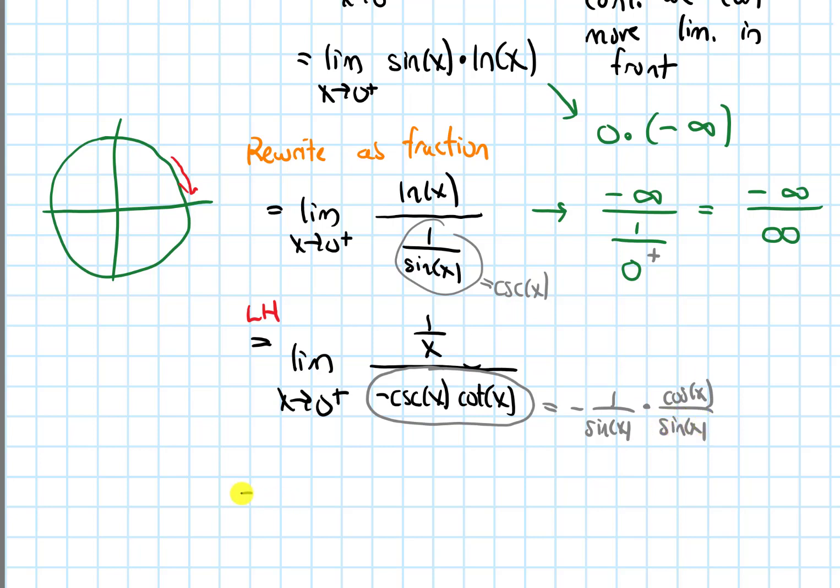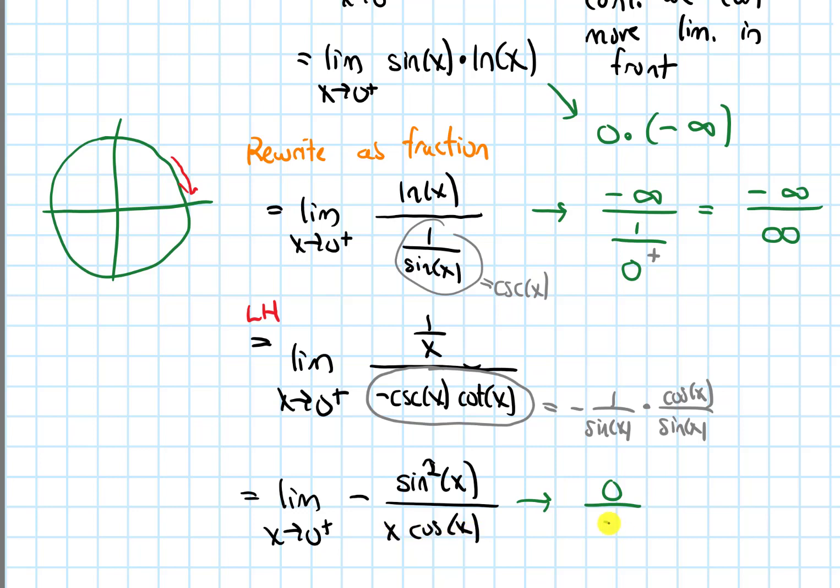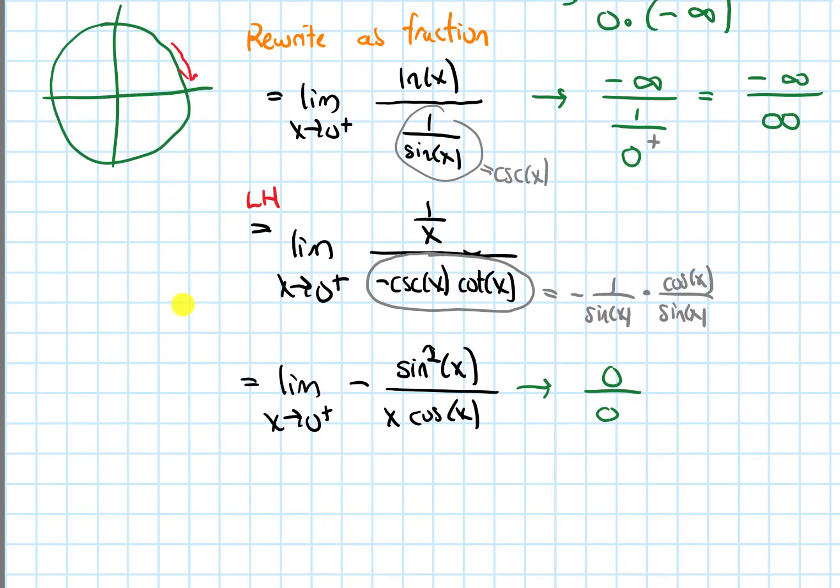Okay, so let's simplify. We get the limit as x approaches 0 from the right. When I divide by this whole fraction, let's multiply by the reciprocal. That'll give me negative sine squared x over x times cosine x. So now let's try plugging in. If I plug into this, on top I'll get sine squared 0, which is 0. Maybe with a negative sign, but even with a negative sign attached there, it's still 0. And on the bottom I'll get 0 times 1, which is 0. And now this is something I could do L'Hopital's on again.